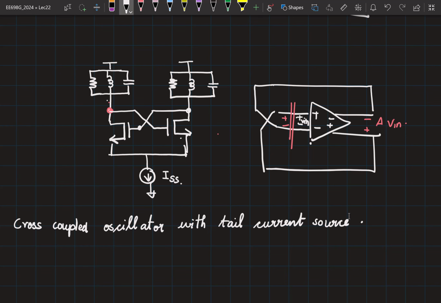Okay. So now, did you see any benefit between this cross-coupled oscillator with a tail current source and the one without the tail current source?